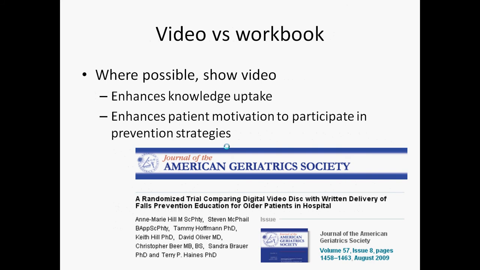Now, where possible, please show the video to patients. Previous research that our team has undertaken has demonstrated that this has a greater effect on knowledge uptake compared to looking at the workbook alone, and it also enhances patient motivation to participate in prevention strategies to a greater extent. And details of that research can be found in this publication in the Journal of the American Geriatric Society.